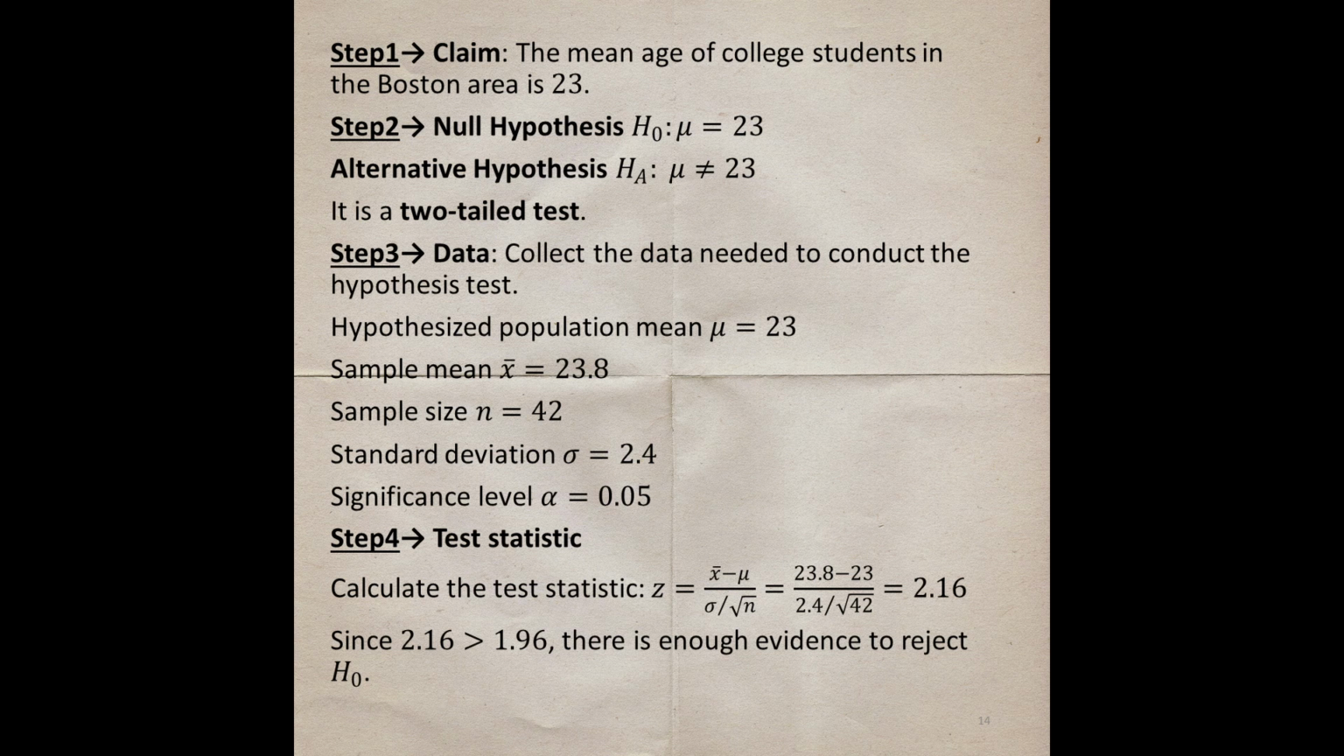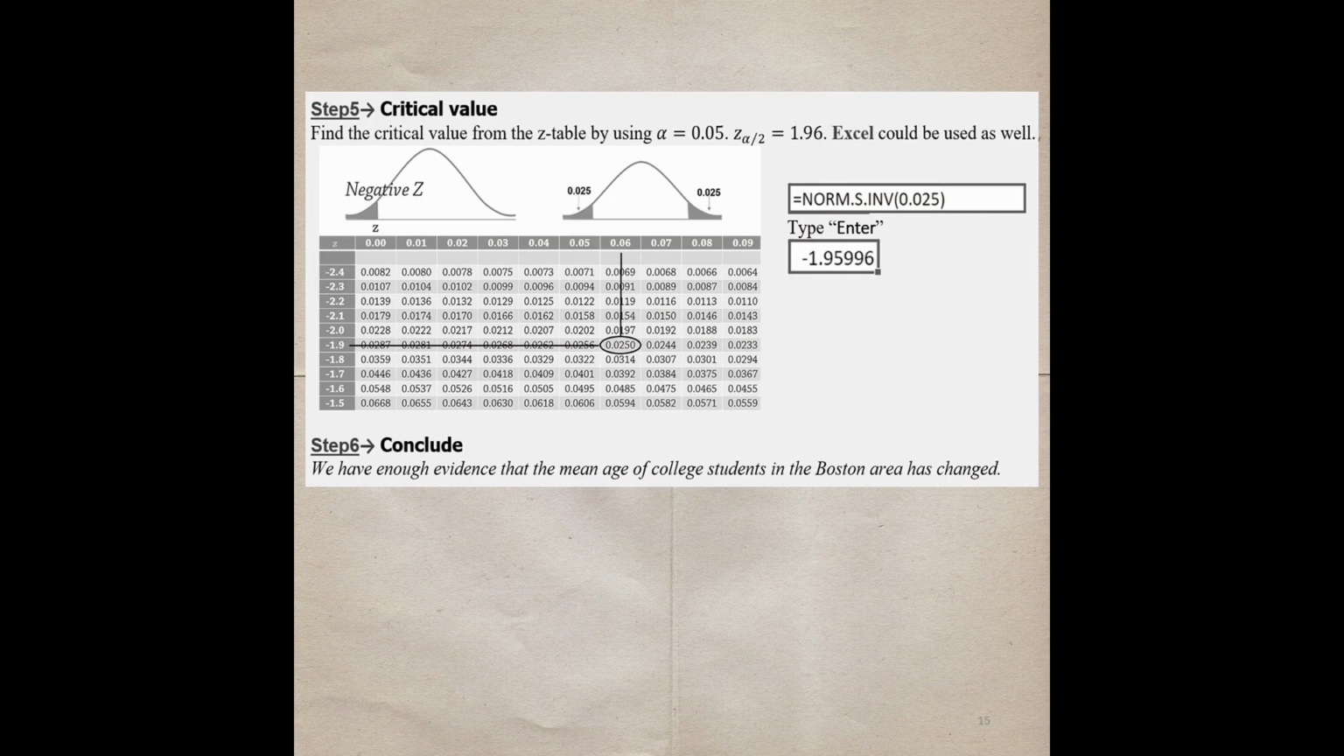Step 4. Test statistic. Calculate the test statistic z equals 2.16 and find the critical value using the z-table or Excel. Since the test statistic of 2.16 is more than the critical value of 1.96, there is enough evidence to reject H0. Therefore, we have enough evidence that the mean age of college students in the Boston area has changed.